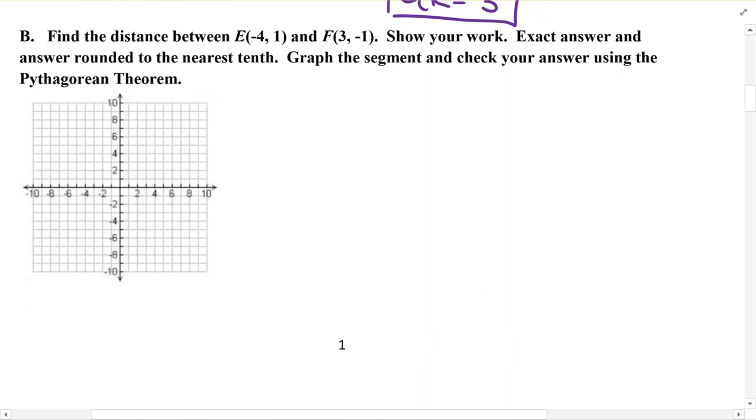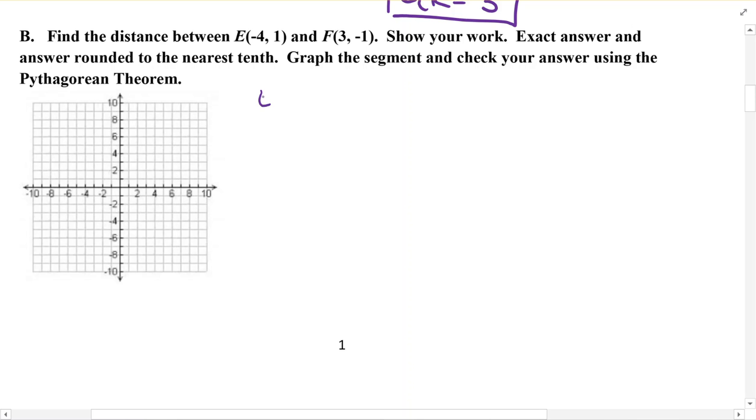For problem B, we're asked to find the distance between the point E, which is (-4, 1), and the point F, which is (3, -1). They want us to show our work, give the exact answer, and the answer rounded to the nearest tenth.